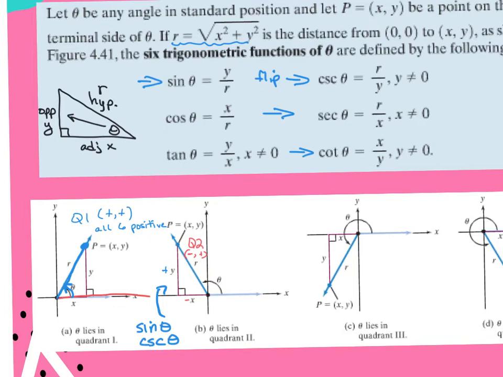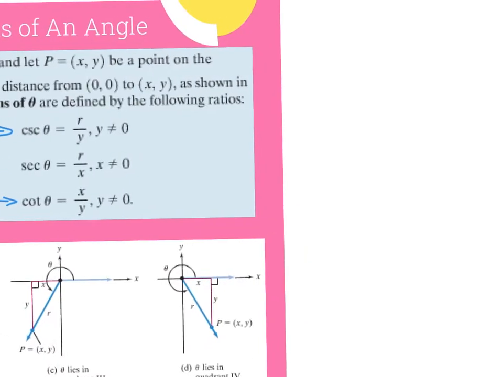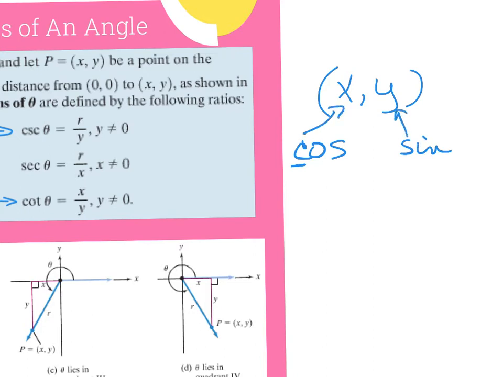Maybe if you're not sure which one, sine or cosine, gets x or y, you can think about it alphabetically. Just like the ordered pair, it goes into the ordered pair alphabetically. I could also think of the words cosine and sine being alphabetical. The c in cosine comes first, and then sine. So c gets x, and s gets y, if you think about it alphabetically. So remember, cosine is x over r, and sine is y over r.